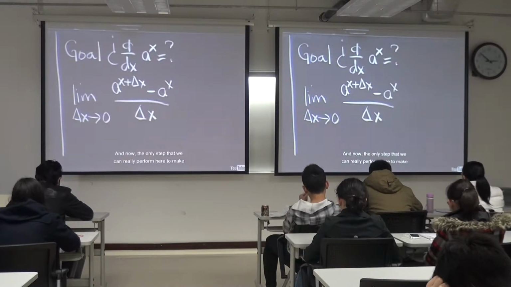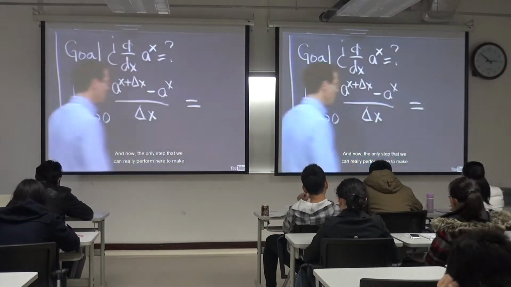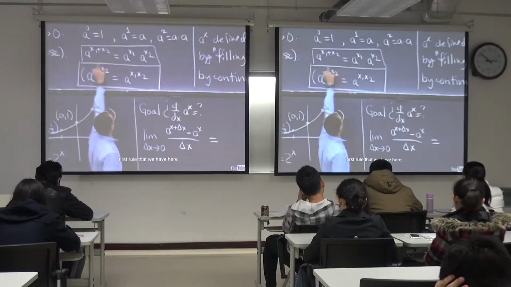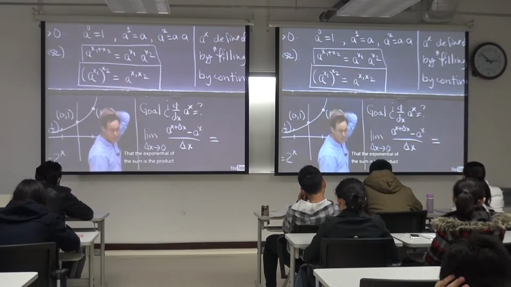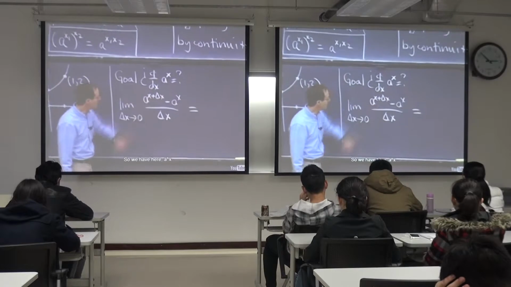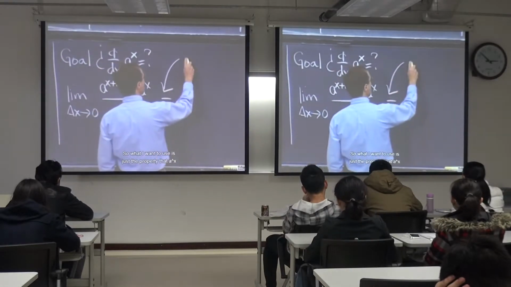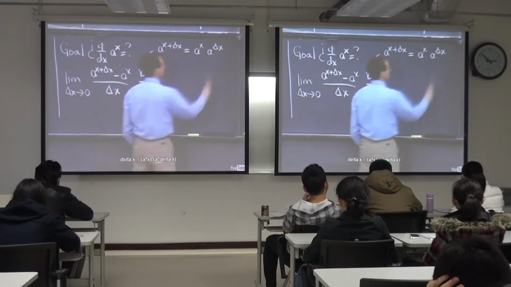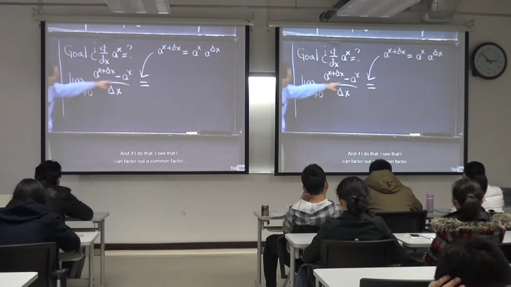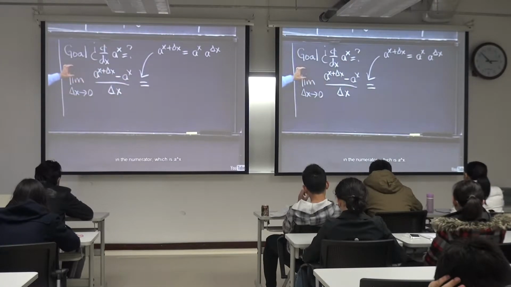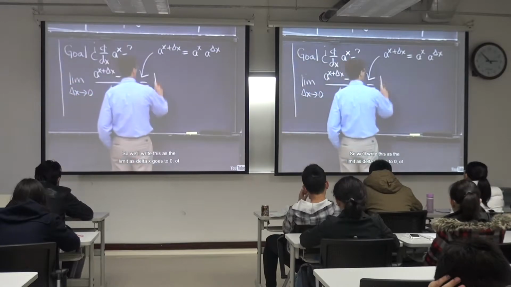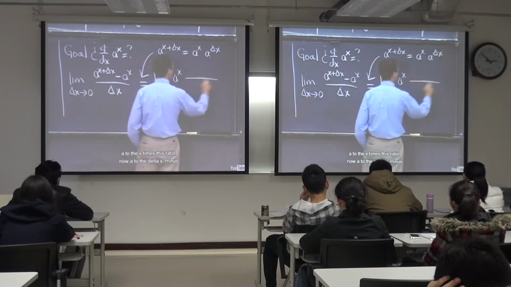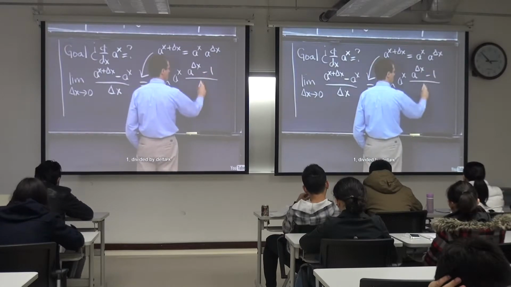And now, the only step that we can really perform here to make this into something a little bit simpler is to use this very first rule that we have here. The exponential of the sum is the product of the exponentials. So what I want to use is just the property that a to the x plus delta x is equal to a to the x times a to the delta x. And if I do that, I see that I can factor out a common factor in the numerator, which is a to the x. So we'll write this as the limit as delta x goes to 0 of a to the x times this ratio now, a to the delta x minus 1 divided by delta x.